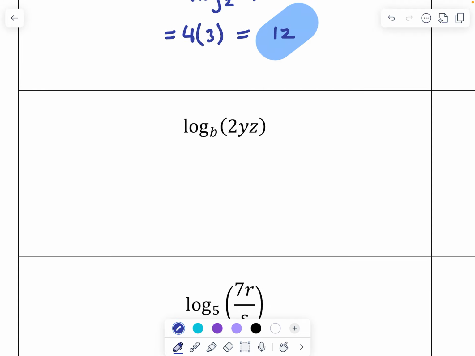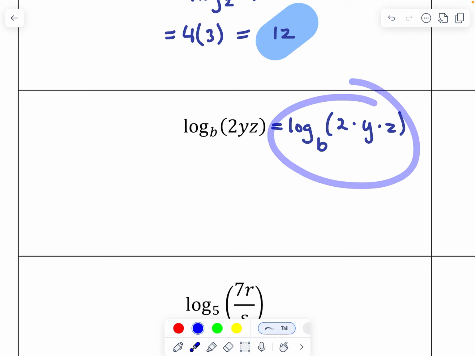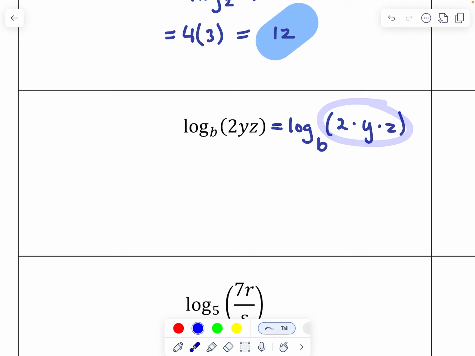Okay, now we're just going to mix and match them and get a little bit bigger as we go. So this is, well, all things in the parentheses here are being multiplied. It's 2 times y times z. Now, this is not a step that you need to write down. I'm just reminding you that 2yz means 2 times y times z.